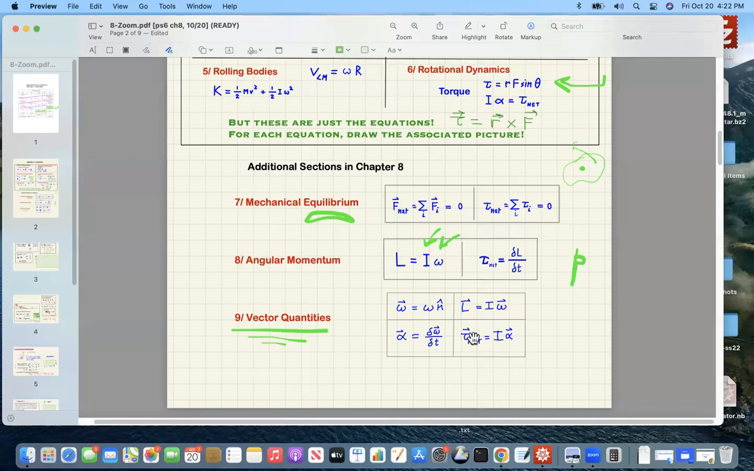And torque is a vector. Torque is I times alpha. I is a scalar, but alpha is a vector. So torque is a vector. So torque has a direction. What direction is it? Well, that's given by the right-hand rule. It's the direction perpendicular to the plane spanned by R and F. So you really got to look at the pictures in this chapter to see all the directionality. That's section 9, and that's kind of the most advanced part of chapter 8.